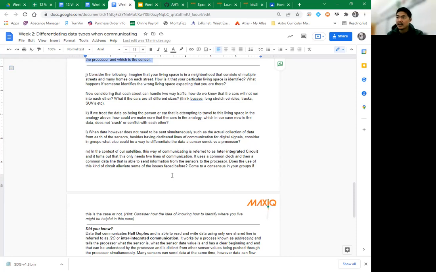And here, in the context of our satellite, when we communicate in this way, this is what we refer to as inter-integrated circuits. It turns out that this only really needs two lines of communication: the clock, which synchronizes the data, and then a singular data line that is able to both send and receive.